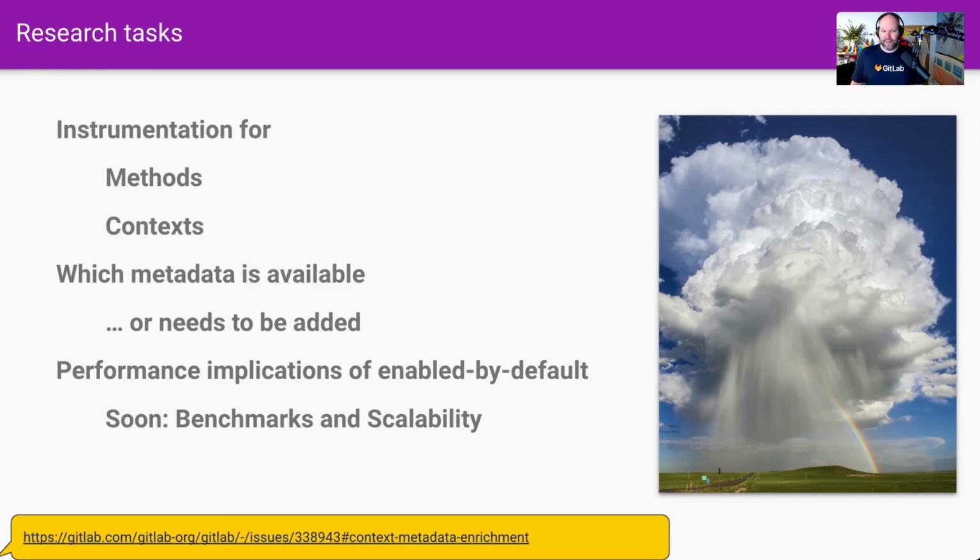For the research tasks, and this is something to be done in the future, figure out which instrumentation for methods and context is needed, which metadata is already available in the source code, which other parts need to be added to the GitLab runner, and the performance implications of enabling it by default, and doing benchmarks and scalability. This is still an ongoing project.